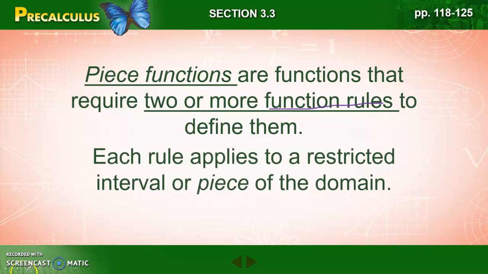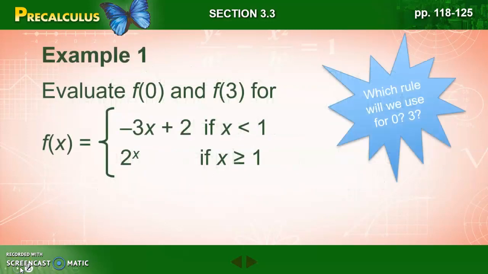Each rule applies to a restricted interval or piece of the domain. So we might have one rule for what's happening in quadrant 2 and another rule or another piece over here in quadrant 1. And we're going to take a look at what that looks like, both in equations, but then also graphed. So here's an example of a piecewise function.